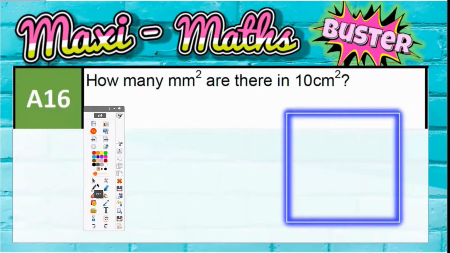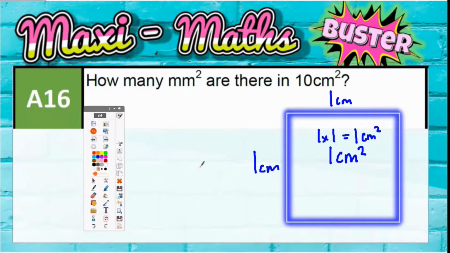Question 16, how many millimeters squared are there in 10 centimeters squared? So what we need to do first of all is figure out how many millimeters squared there are in 1 centimeter squared. So let's pretend this square is 1 centimeter squared. In other words, 1 centimeter by 1 centimeter, because 1 times 1 would give you 1 centimeter squared.